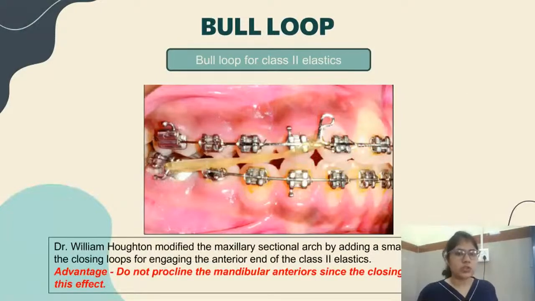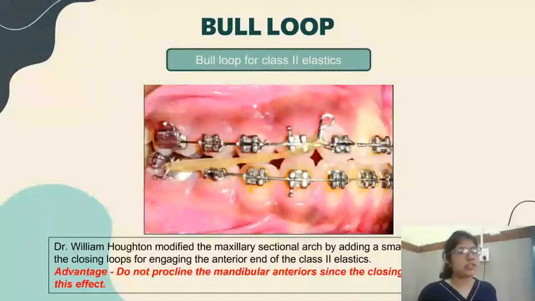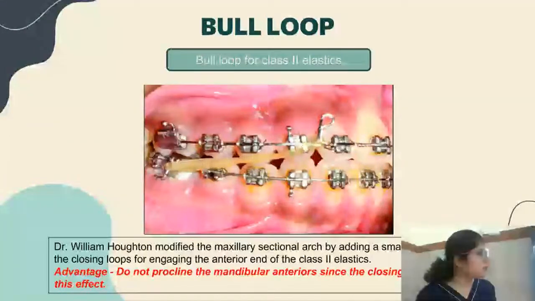Next, bull loop can be used for class 2 elastics. Dr. William Houghton modified the maxillary sectional arch by adding a small loop distal to the closing loops for engaging the anterior end of the class 2 elastics. Advantage, these do not procline the mandibular anterior since the closing loop restrains this effect.